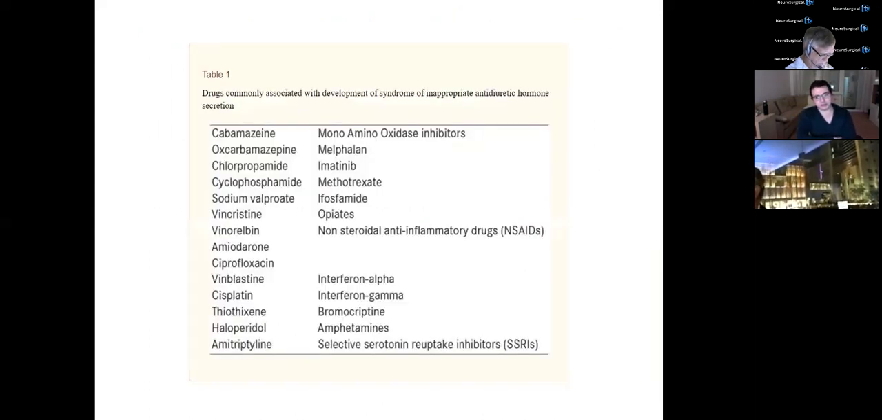A lot of medications can cause hyponatremia and the syndrome of inappropriate ADH secretion. Therefore, taking the history is very important. The medications which can cause them are usually antidepressants, immunosuppressive drugs, drugs used for treatment of cancer, and also non-steroidal anti-inflammatory drugs, which I do not prefer to be used after surgery as analgesics. I do not prefer to use non-steroidal anti-inflammatory drugs.